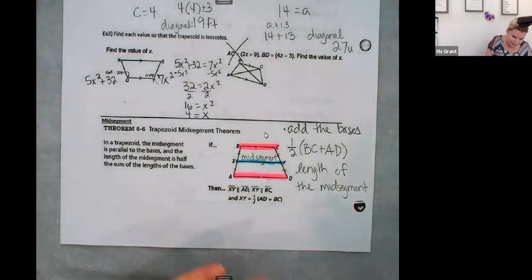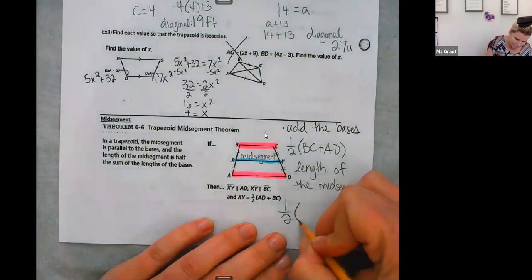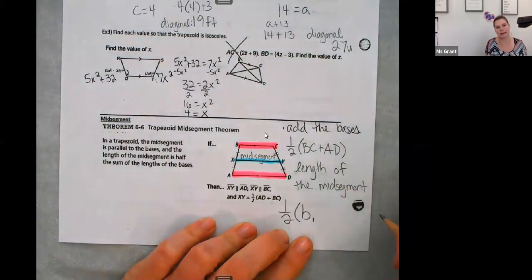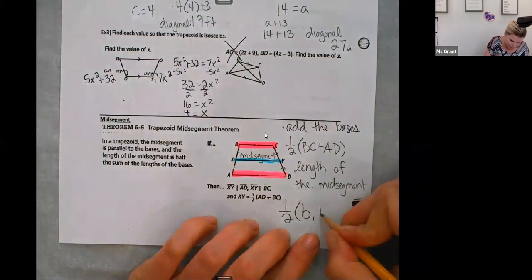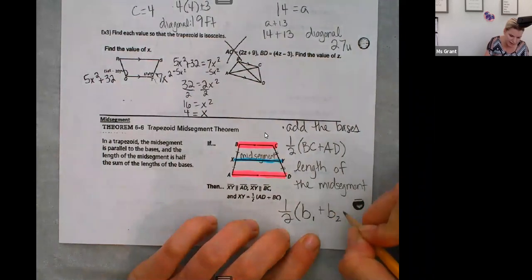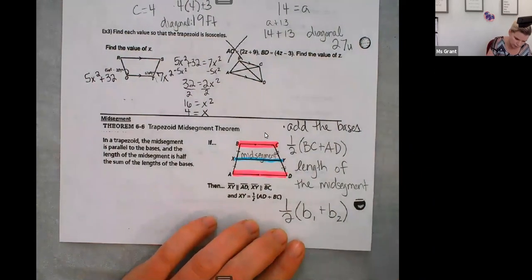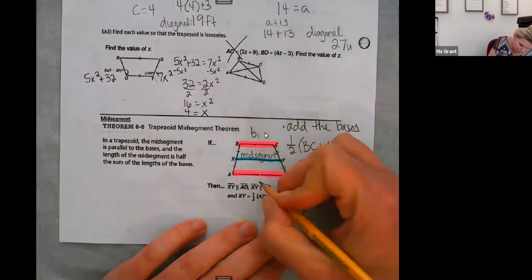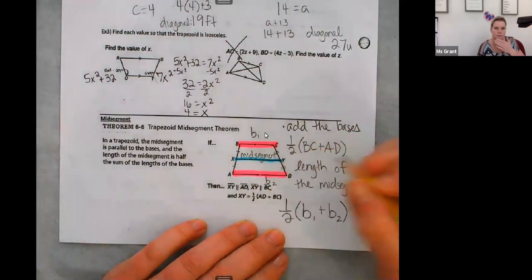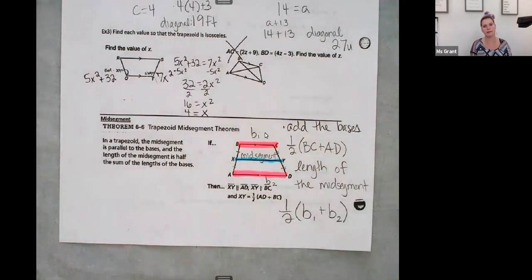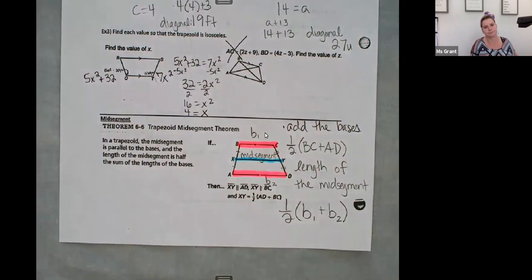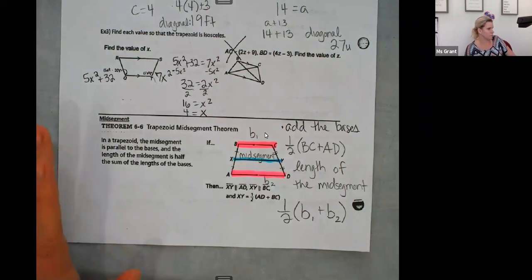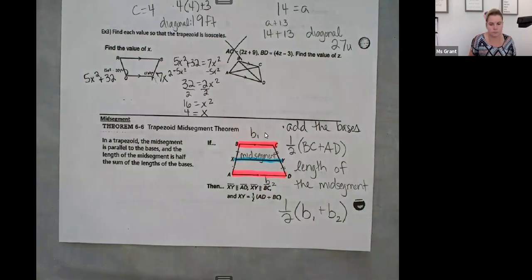It's also written as 1/2 base 1, B subscript 1 plus B subscript 2. Base 1 plus base 2. Base 1, base 2. Okay. Base 1 plus base 2.